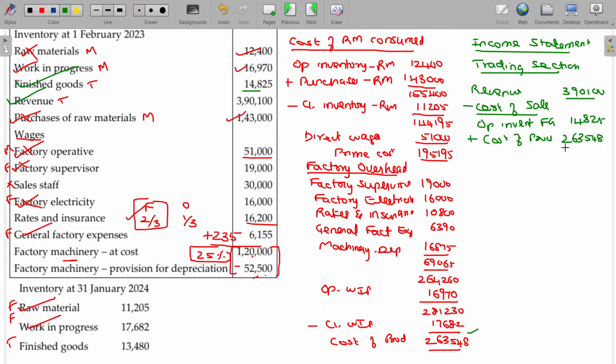2,63,548. Total being 2,78,373, minus closing inventory of finished goods. Closing inventory of finished goods here being 13,480. So finally, 2,64,893. If I subtract the cost of sales from revenue, I'll get the gross profit here. So gross profit, 1,25,207.